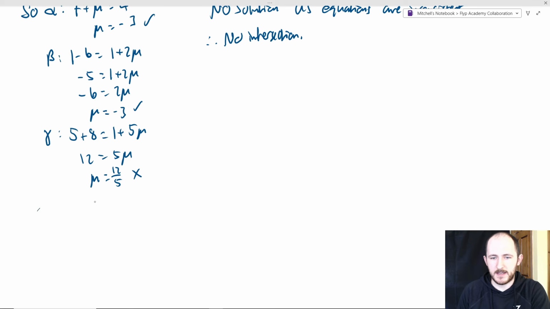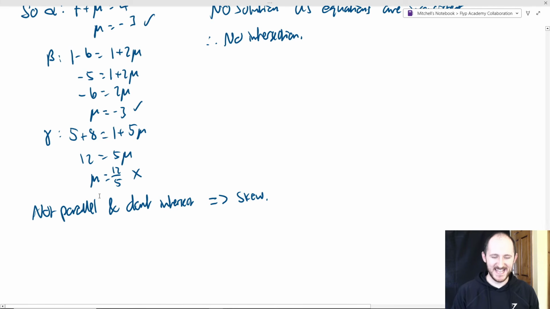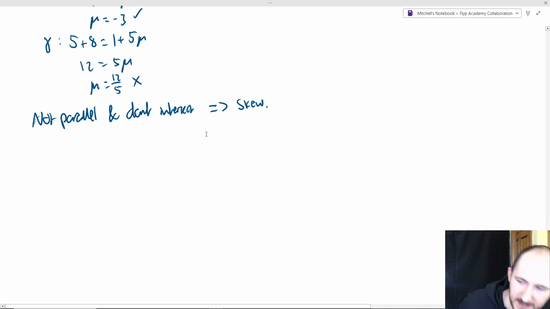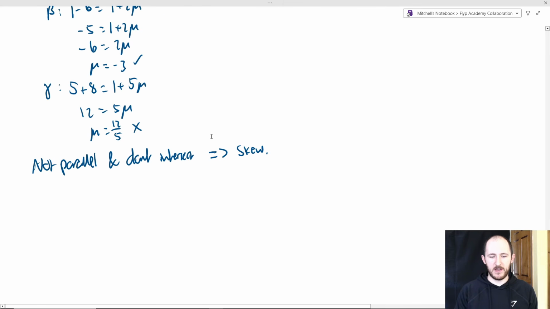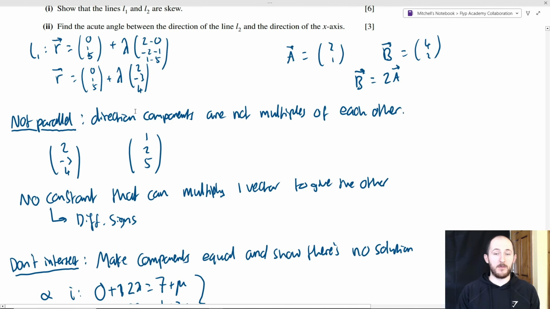So they don't intersect, so not parallel, and don't intersect. Therefore, they are skew. Now that was fun, right? And we're finished with that for now. We're finished with that part.